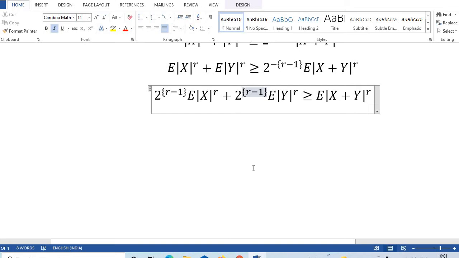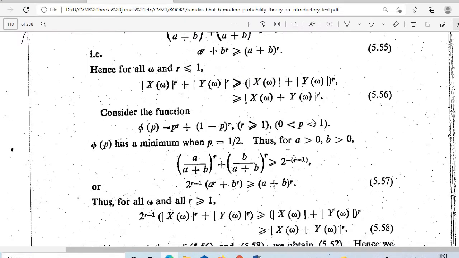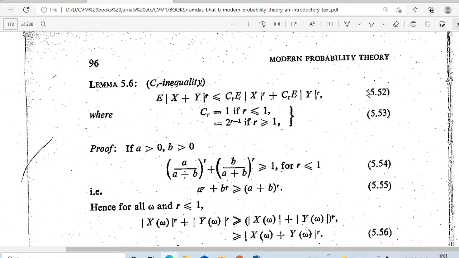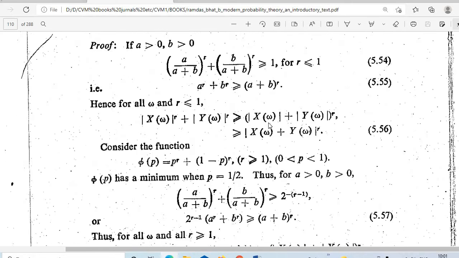Okay. So this is the Cr inequality. You obtain this 5.52.